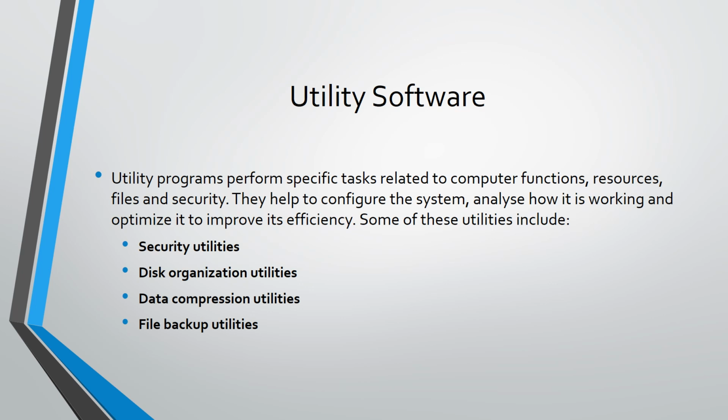Utility software is another type of system software application. It performs specific tasks related to the computer function, resources, files, and security. They help to configure the system, analyze how it is working, and optimize it to improve its efficiency. Some of these utilities include security utilities, disk organization utilities, data compression, and file backup utilities. So it's basically related to some specific task.